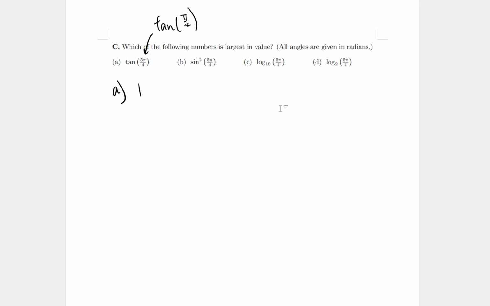So sine 5 pi on 4. Because there's a square here, the sign doesn't really matter, so I could change this to sine pi over 4. To be rigorous, it's actually minus sine pi over 4, but the square makes it disappear anyway. So sine pi over 4, which is sine 45, is root 2 over 2. If I square that, it gives me 1/2 exactly. So B is 1/2. So we now know that B can't be the answer because A is bigger than B already.